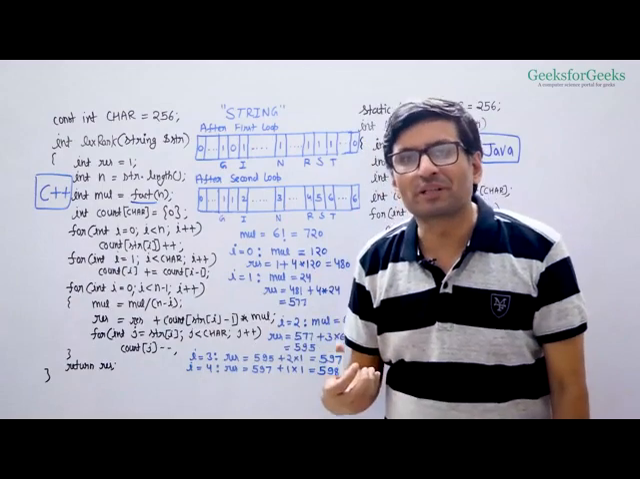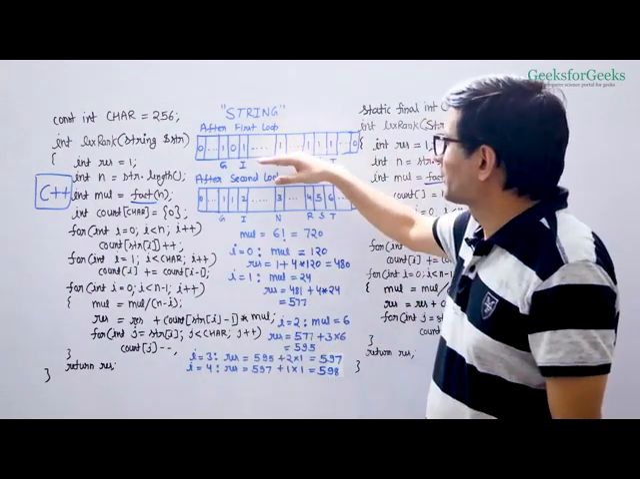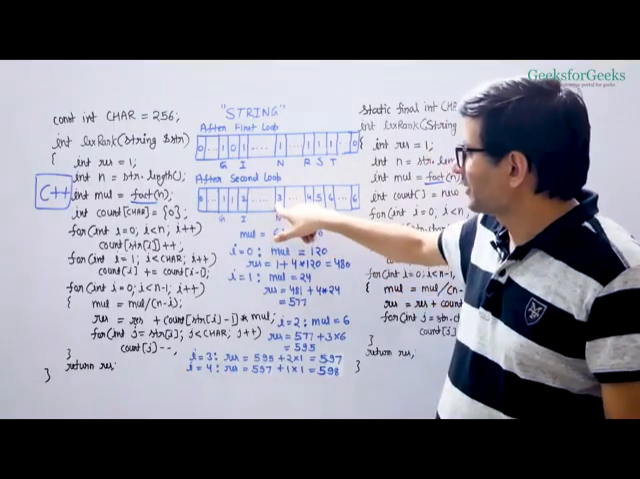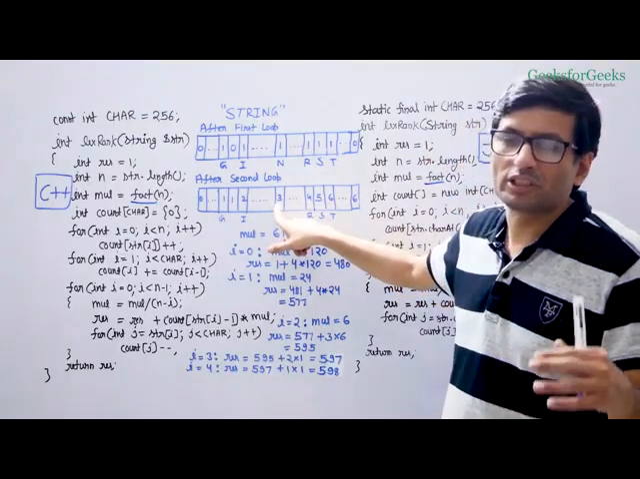Let us now see the implementation step by step. So after the first loop, we have counts. After the second loop, we have cumulative counts. So this tells me how many characters are smaller than or equal to n.